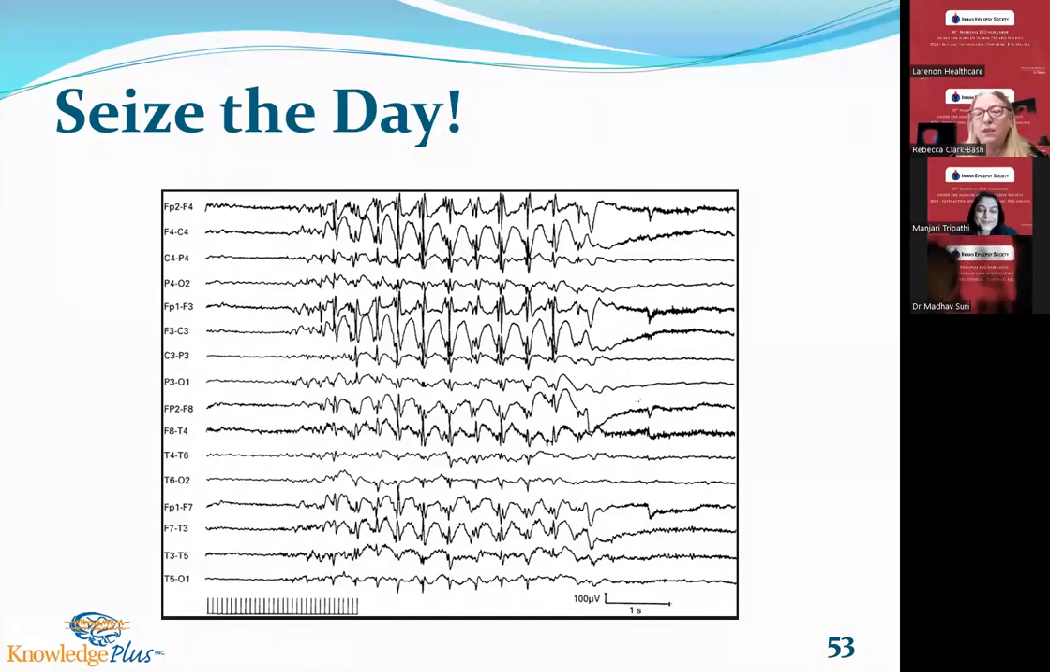Yeah, so it's important to always do every activation procedure because you might get more than one answer.